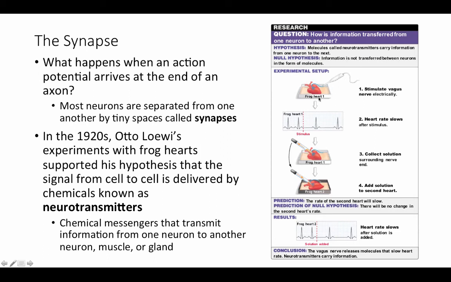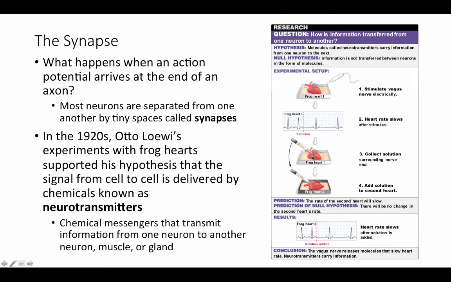He took a frog heart and artificially stimulated the vagus nerve that goes to the heart. The vagus nerve is part of the parasympathetic nervous system. When it's stimulated, it's going to tend to have a calming effect. Remember, this is the rest and digest part of the nervous system. And so when the vagus nerve is stimulated, the effect is to slow down the heart rate. They stimulated it and saw that the heart slowed down.